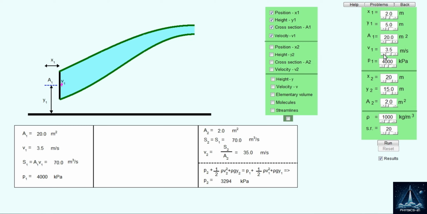The parameter v1 denotes the velocity of a molecule at cross-section A1. The parameter p1 denotes the pressure at cross-section A1.